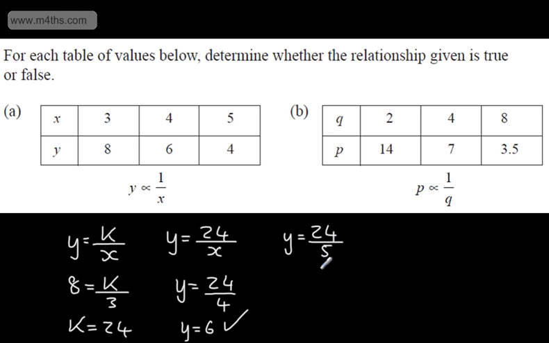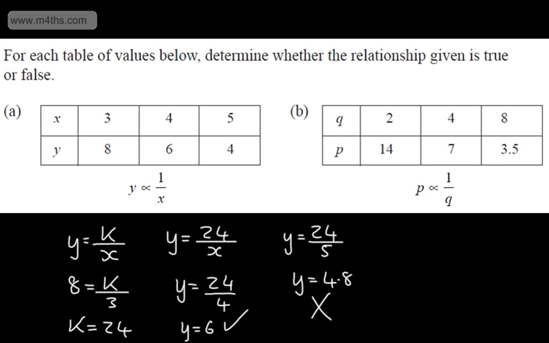So if I look at the next one, y is equal to 24 divided by x, so 24 divided by 5, that's going to give me 4.8. So y is equal to 4.8, therefore it's not true, as it's telling me it's 4. So if you're offered a question like that, just check the values, find your constant from 1, and then check that it holds for all of the others. So if you'd done this one instead, you would have got a different value of k, and then you'd see that it doesn't work for the others.